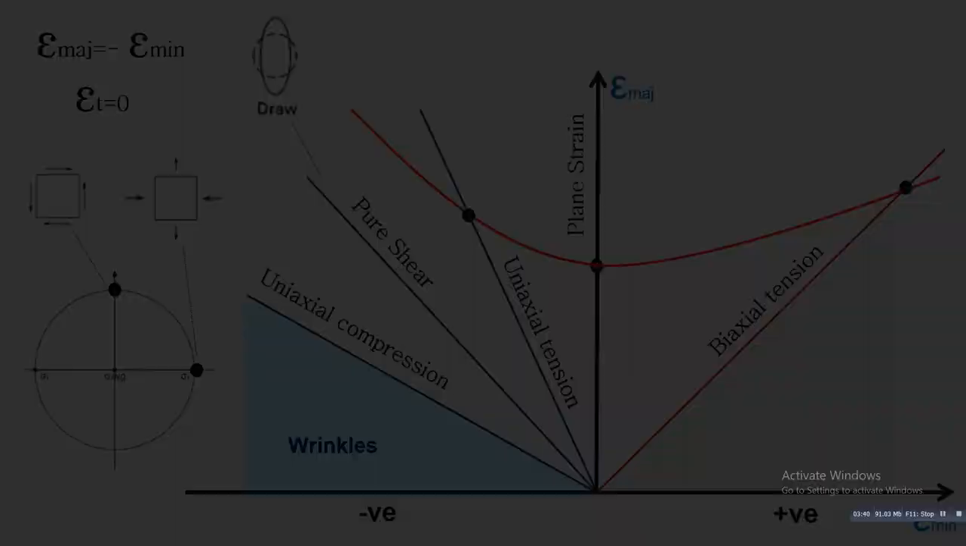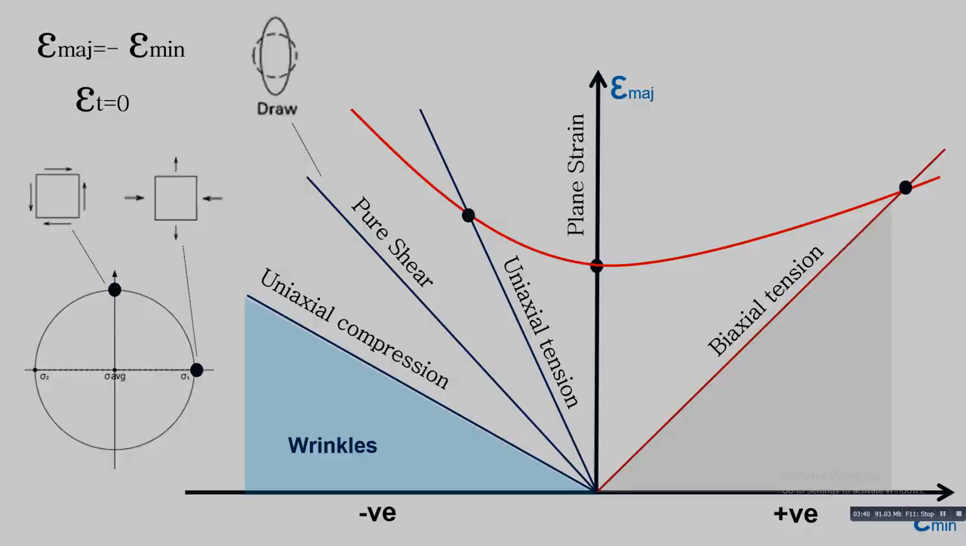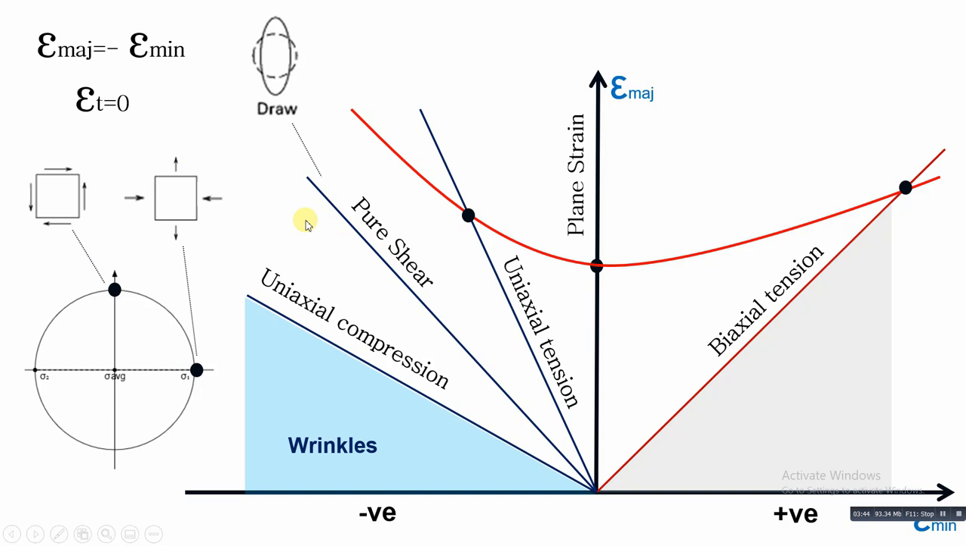Okay, the second case was pure shear. Here in pure shear, in this plane, we have two normal stresses, sigma 1 and sigma 2, and they are equal to each other, and one of them has a positive sign and the other has a negative sign, so they cancel each other.